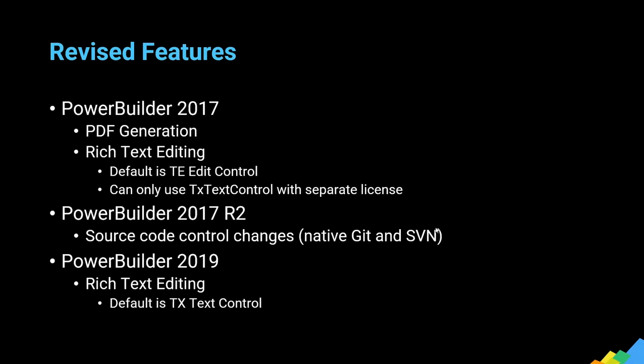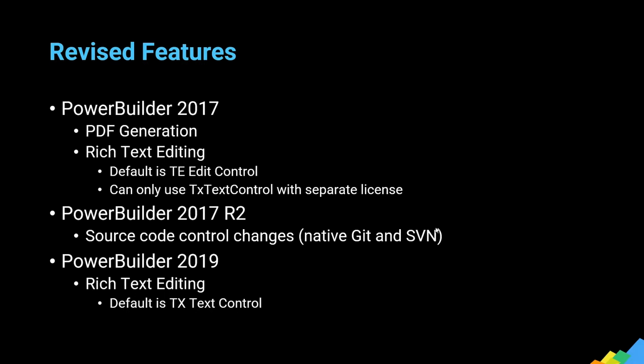And then rich text editing in this original version of 2017, this is the first Appeon version, they didn't have an agreement in place to use the TX Text Control. So you could still use that, but you had to obtain your own license. Instead, Appeon introduced a TE Edit control, a wrapper around the TE Edit control to do rich text editing.